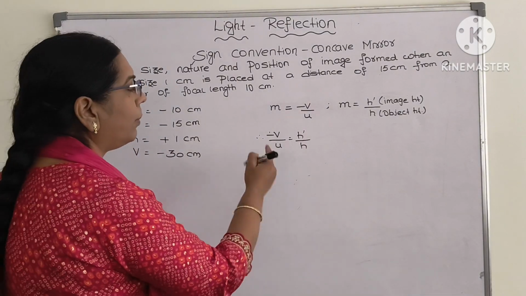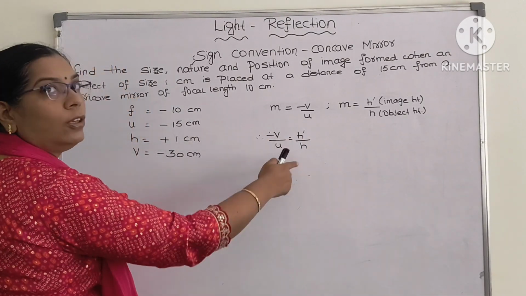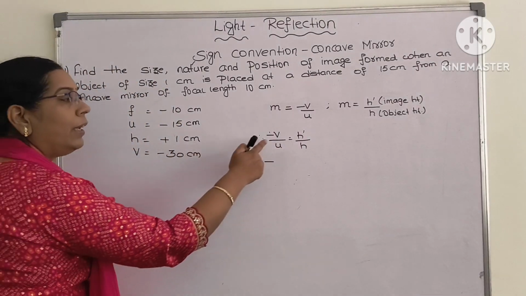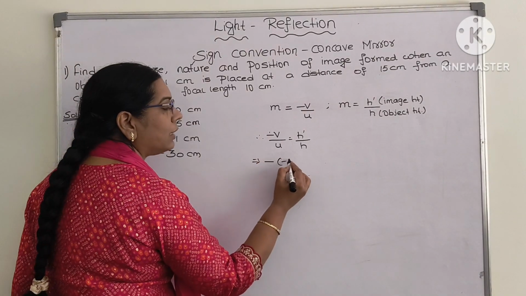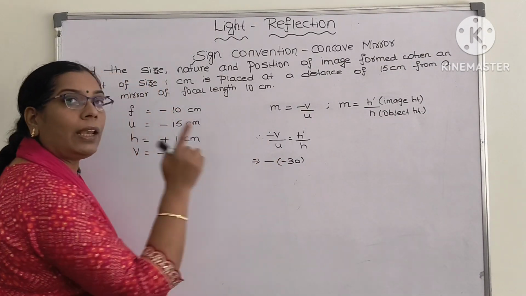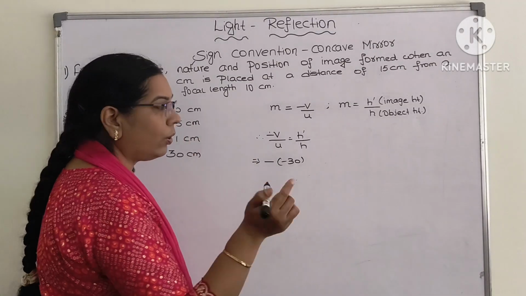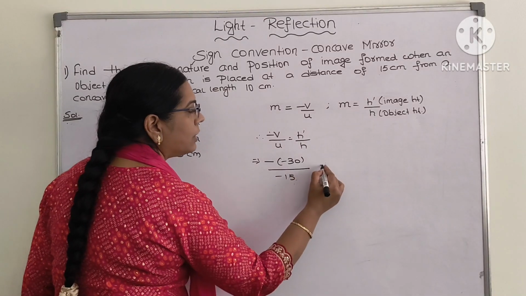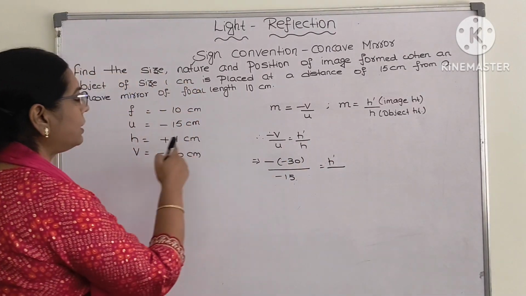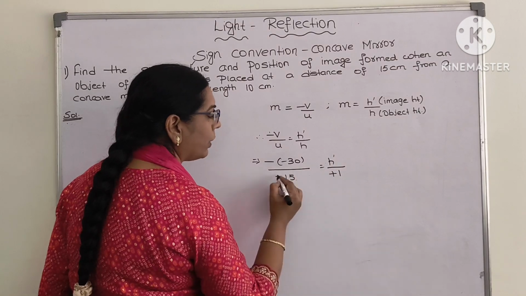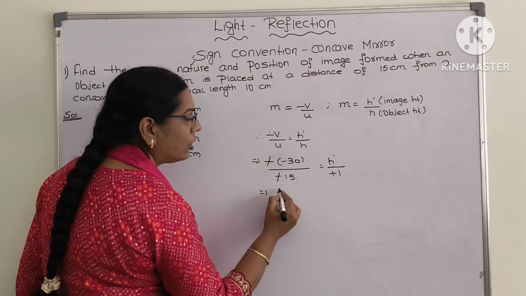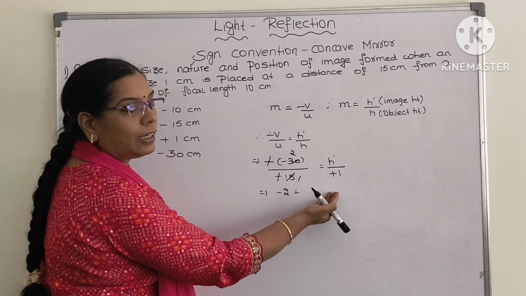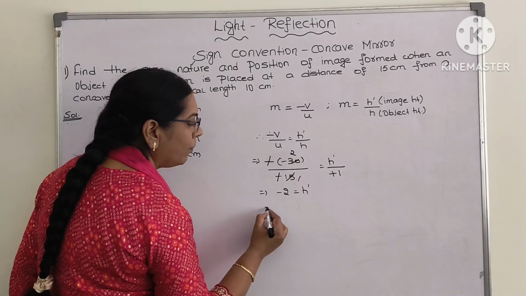See, out of these four variables, except for the height of the image, I know the rest. So, I will substitute. I will keep this minus sign as it is, and then in place of V, I will substitute minus 30. This minus is there in the formula itself, children, so you have to write it separately. U is minus 15, which is equals to H prime by, what is H? H is plus 1, write it as plus 1. Minus minus will be cancelled. So 15 ones, 15 twos. So minus 2 is equals to H prime, since in the denominator I have a 1, it doesn't matter.